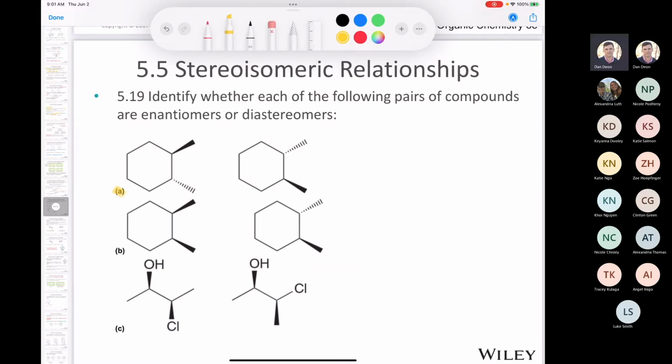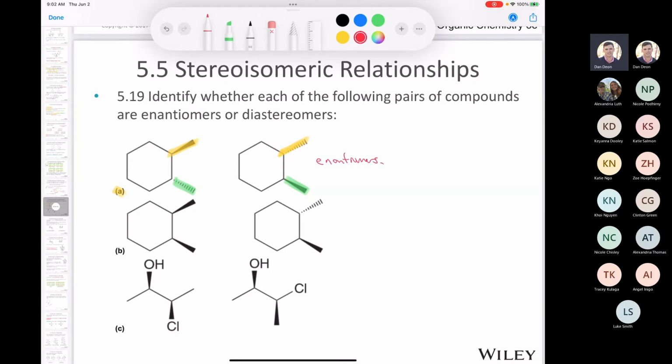I bet you my students know the answer. Yeah, that's right. Anybody else have a thought? Yeah. I see Kiana, Angel, Tracy, they all say they're enantiomers. They are all correct. We see that this wedge is becoming a dash, and that this dash is becoming a wedge. Therefore, these are enantiomers. Enantiomers. Like that.